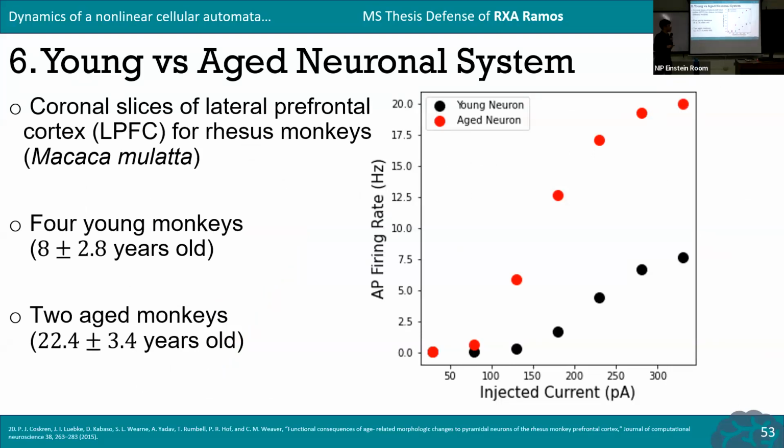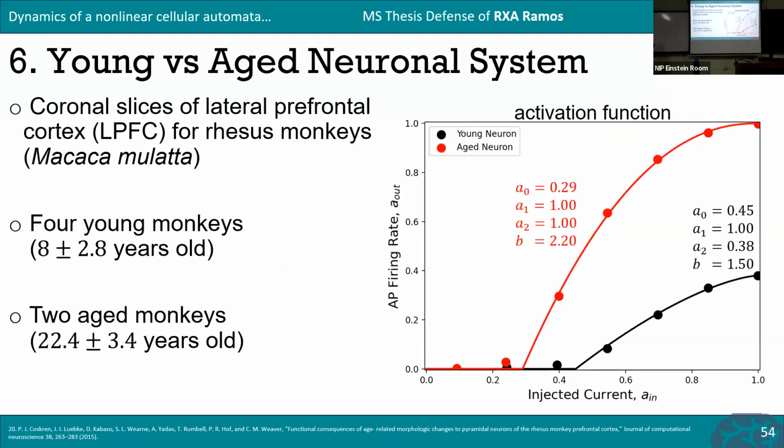Now we apply our model to some biological or experimental data. Shown here is the firing rate versus injected current for young and aged neurons obtained from slices of prefrontal cortex of rhesus monkeys. With this, we can observe that it has the same profile that we have seen earlier, the activation function, right? So we fit their data points into our nonlinear activation function as shown here. The parameters are given. And then we use this as the interaction rules for our nonlinear neuronal CA.